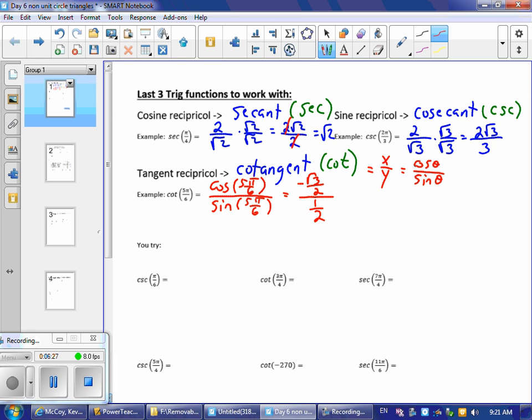And then if you guys remember, anytime you divide these two things with the same denominators, the denominators are going to go away, because when you bring the bottom up, flip it over, and multiply, the denominators will cancel out, leaving us with just a negative square root of 3 over 1, which is the negative square root of 3. And there's your cotangent of 5 pi 6.